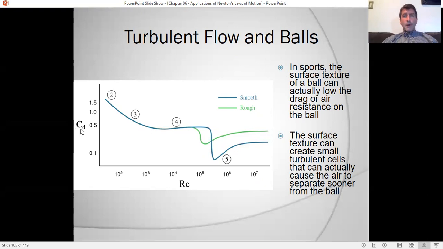Now, this is a coefficient of drag. It doesn't mean that the drag is becoming less. The coefficient of drag is multiplied by either V or V squared. So the drag is actually going up, but it's not going up linearly or parabolically, if you will, for these different values of CD. Okay, so a lot going on here.